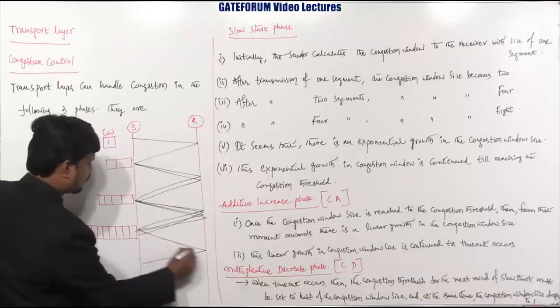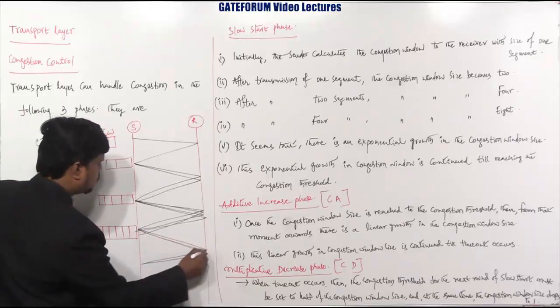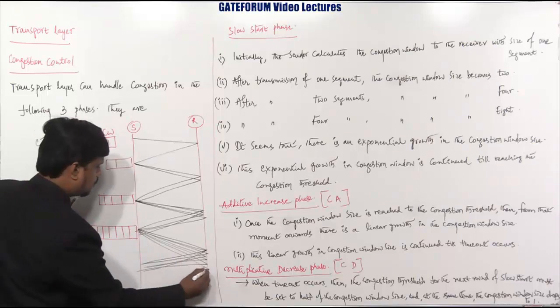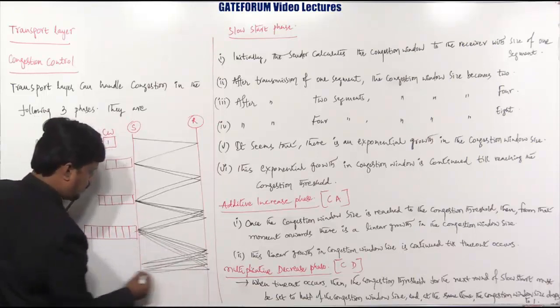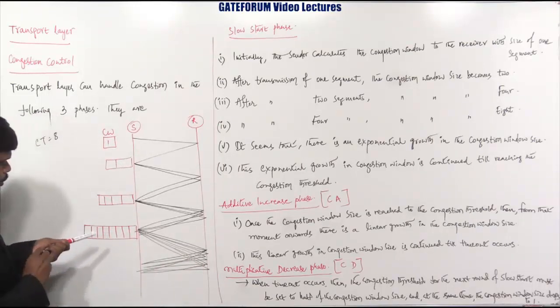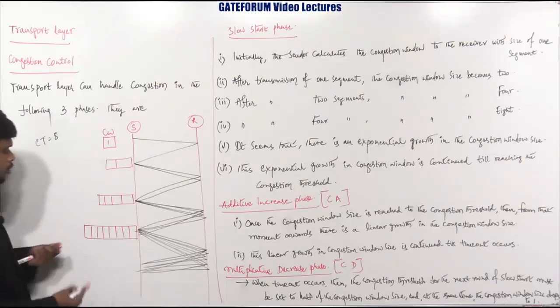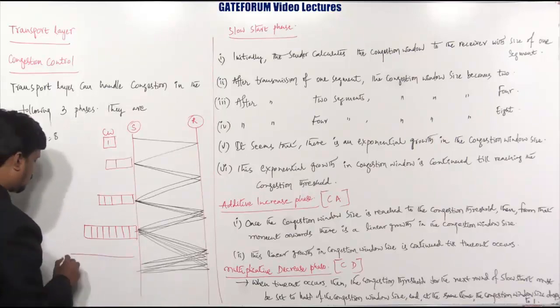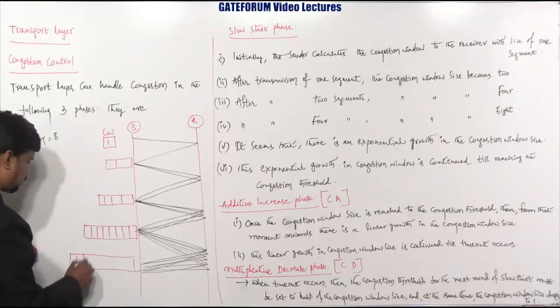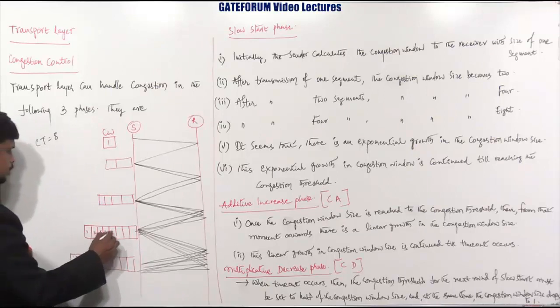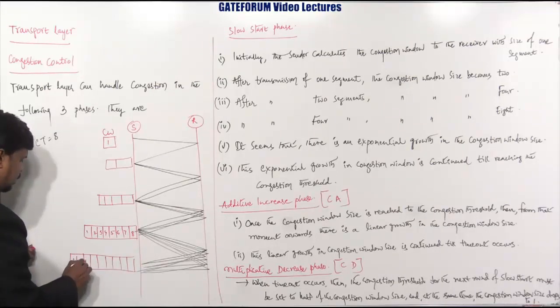We are transferring 8 segments here: 1, 2, 3, 4, 5, 6, 7 and 8. So in total 8 segments we have transferred. Since 8 segments have been transferred, it should become 16, but since it is the congestion threshold, we have a linear growth here, which is 9. So 1, 2, 3, 4, 5, 6, 7, 8 and 9. Here it is 8 and here it is 9.